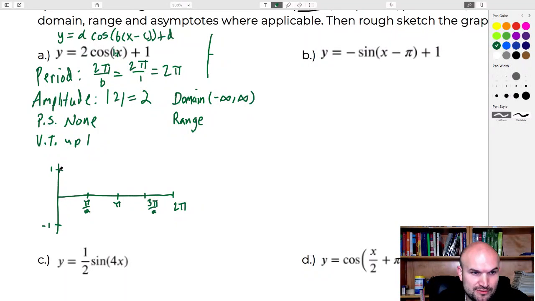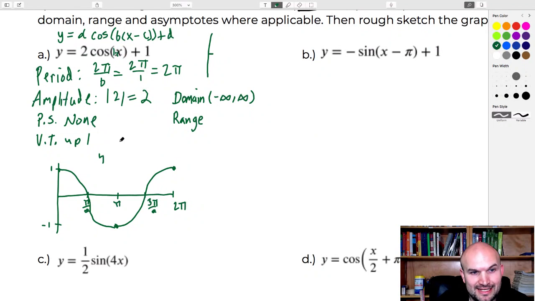So the parent function looks like this, and I'll try to do my best here of graphing this. Okay, so that is the parent function. That is going to be y equals cosine of x, with no transformations, all right? So you can see here, this graph has a maximum value of 1 and a minimum of -1, right?